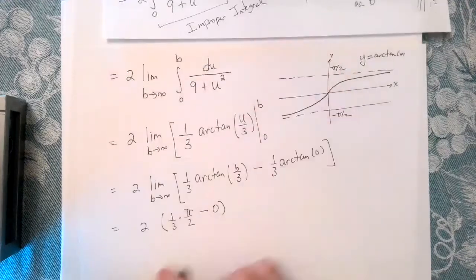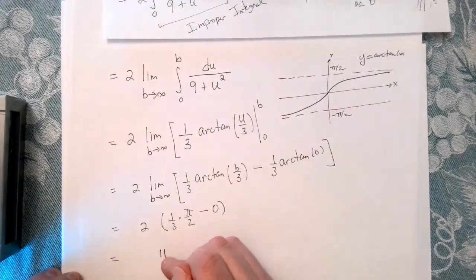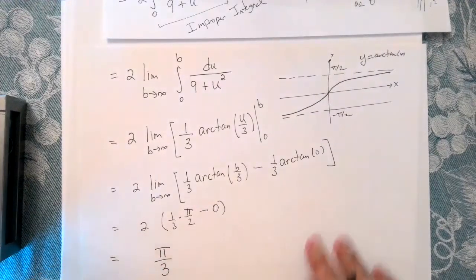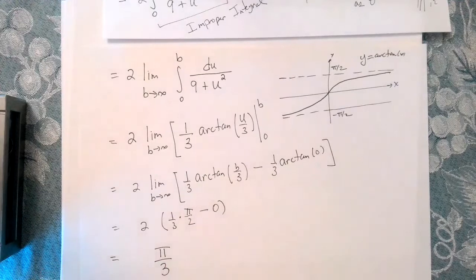So it looks like our improper integral yields pi over 3. Quite a cool integral. It reviews a lot of Calc 2 and throws in a little bit of cleverness with trig. I like it.